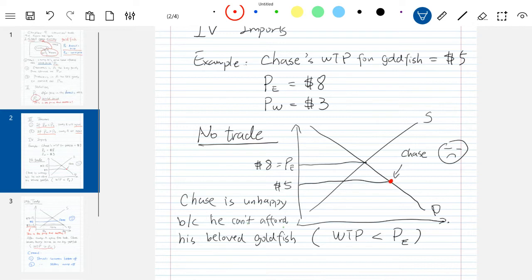In the first case, when country A does not trade with other countries, here's what happens. The equilibrium price of the market will be $8, the domestic price of goldfish. And where is Chase? Since Chase's willingness to pay is only $5, he's clearly below the equilibrium level. Okay, so he's down here. Since Chase's willingness to pay is lower than the equilibrium price, he's unhappy because he's not able to afford his beloved goldfish.